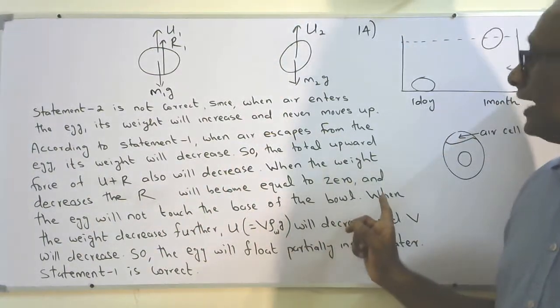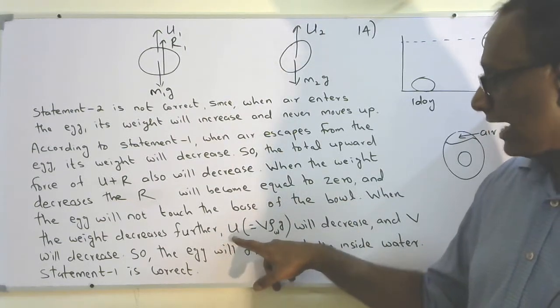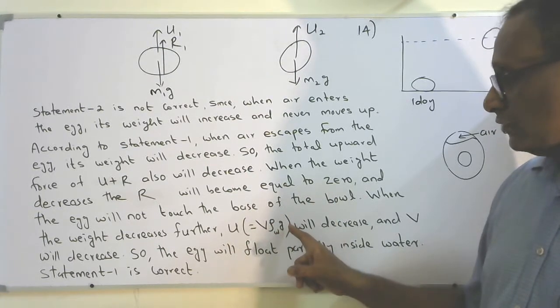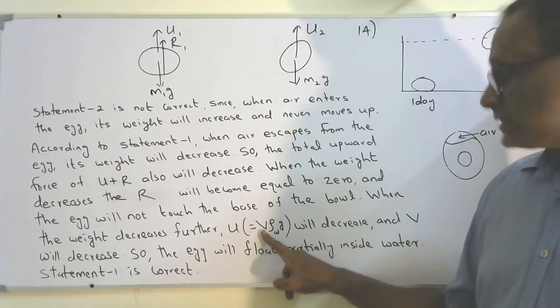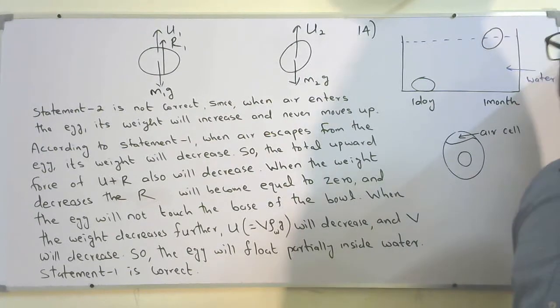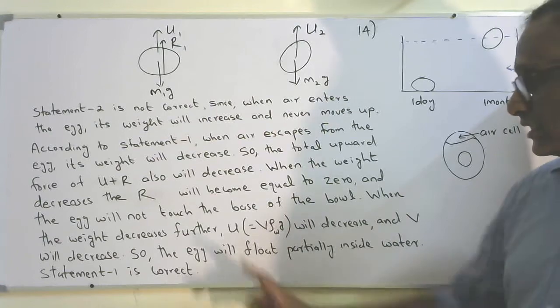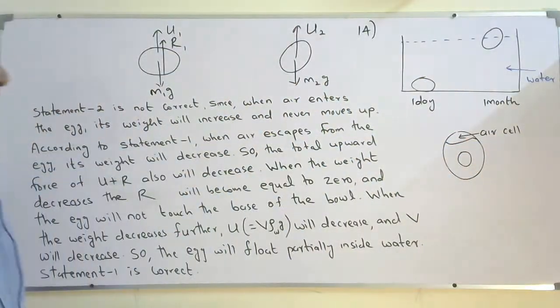Now if the weight decreases further, the upward force also has to decrease when the mg decreases. So that means rho w and g will not change. Only thing, V, the volume of the displaced water, should decrease. That means the egg should come out of the water. So the egg will partially float after 1 month when it gets aged. So statement 1 is the correct one. I think this is correct. Yeah, this is.